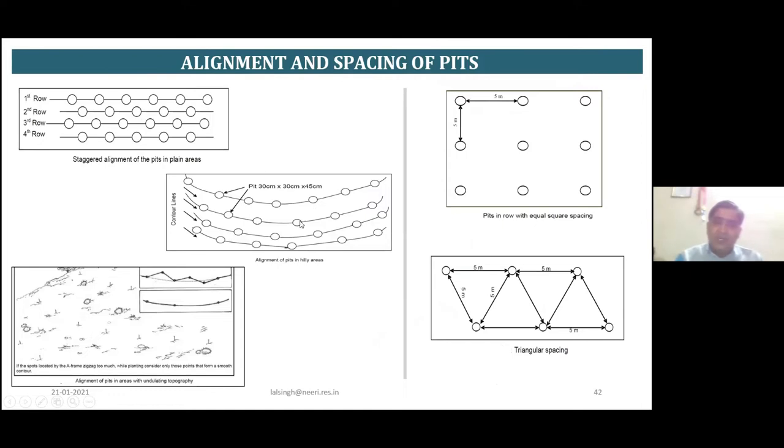And if we are going for alignment in hilly areas, we have to develop this type of design. We can develop equal square spacing, especially in the hilly area, and triangle spacing in the other areas, if we are developing a green belt design for undulating topography. So on the basis of these designs and site characteristics, we can select the design for different areas.